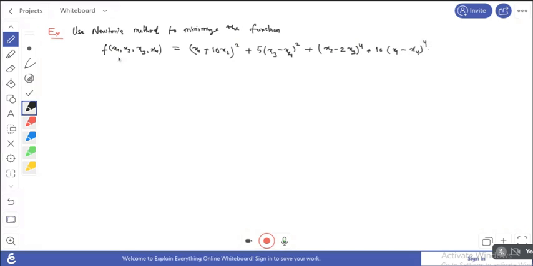Okay, so this is your function, and now you have to find out what is the minimum value, and here your starting point is given. So use as starting point x0, and that starting point is, suppose, (3, -1, 0, 1) transpose, and you have to perform 3 iterations.